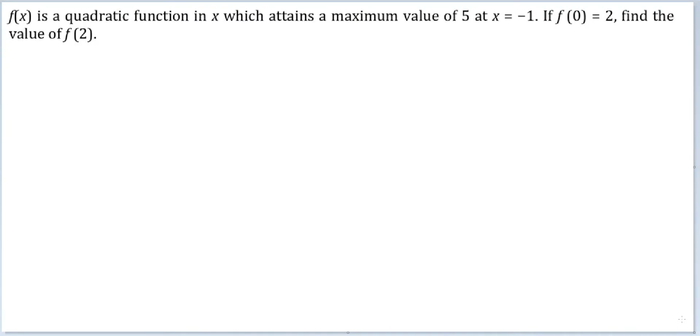Let's look at this question. f(x) is a quadratic function in which f(x) attains a maximum value of 5 at x equal to minus 1. If f(0) is equal to 2, find the value of f(2).